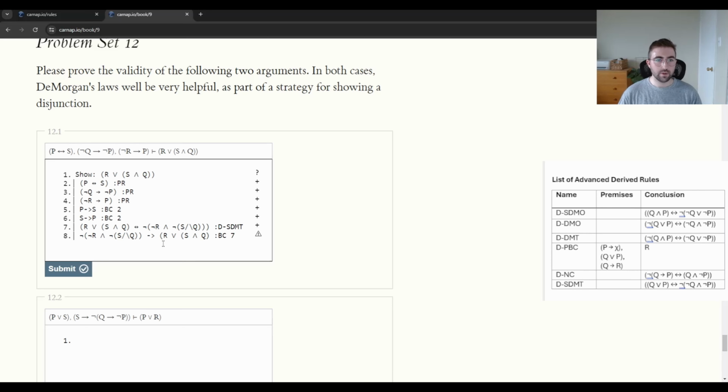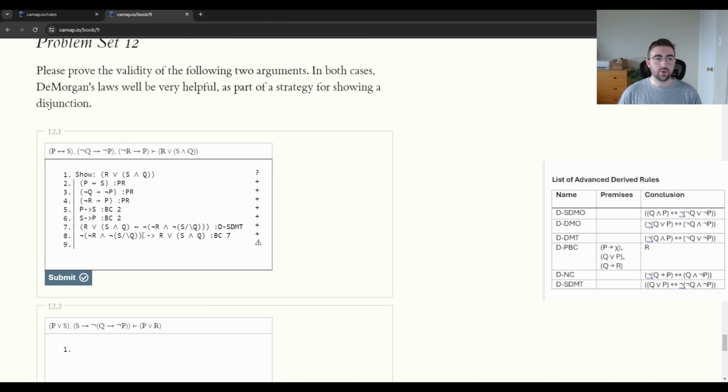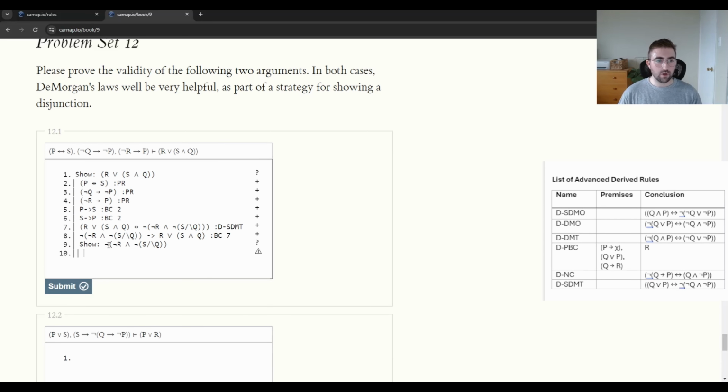Do I have the wrong amount of brackets? I do. Okay. That fixes it. Great. So now we want to show all of this, right? Because if we can show all of this, we could use modus ponens to get this. Great. Well, our main operator here is a negation, so if we can show that assuming all of this leads to a contradiction, then we'll be golden. So let's assume all of that.